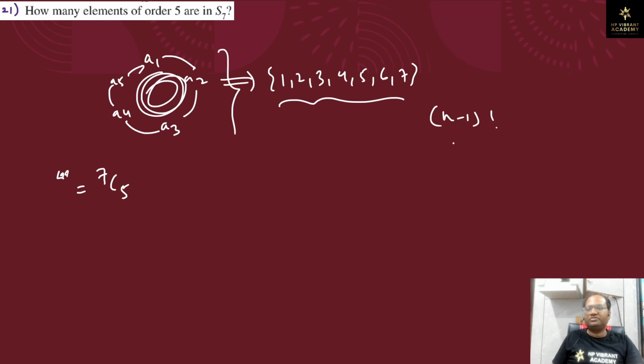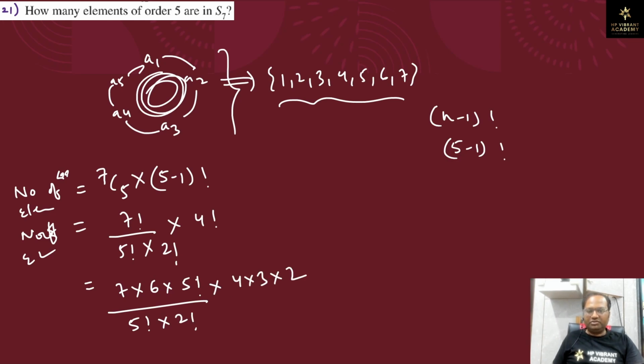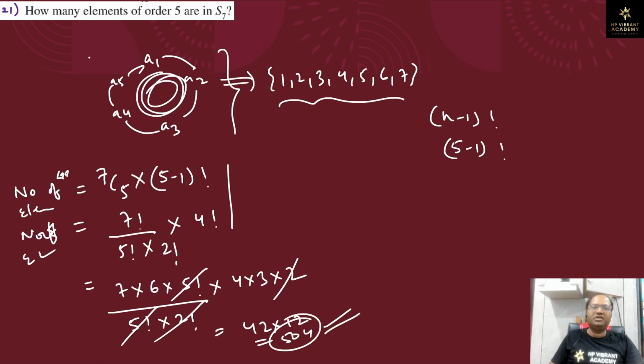So 5 elements are there, so this is 5 minus 1 factorial. This is 7C5 times 5 minus 1 factorial. So this is equal to 7 factorial upon 5 factorial into 2 factorial into 4 factorial. Let us expand this. So this is 7 times 6 times 5 factorial upon 5 factorial into 2 factorial into 4 into 3 into 2. So this gets cancelled, 2 gets cancelled. So this is nothing but 7 into 6 is 42 times 12. This is 504. Okay, so these are the two methods of solving such type of questions.